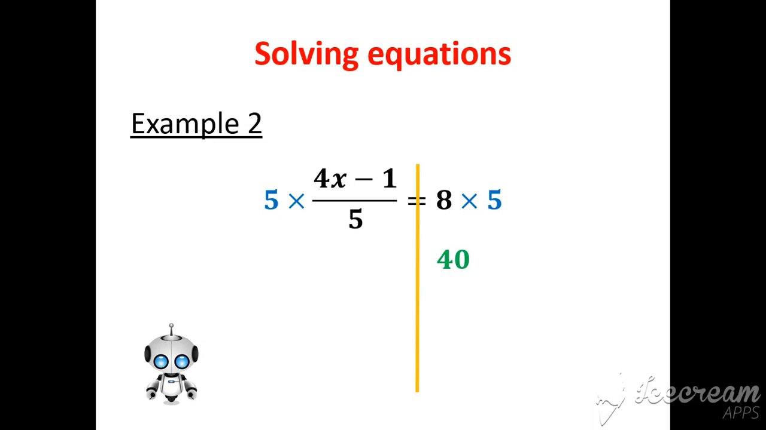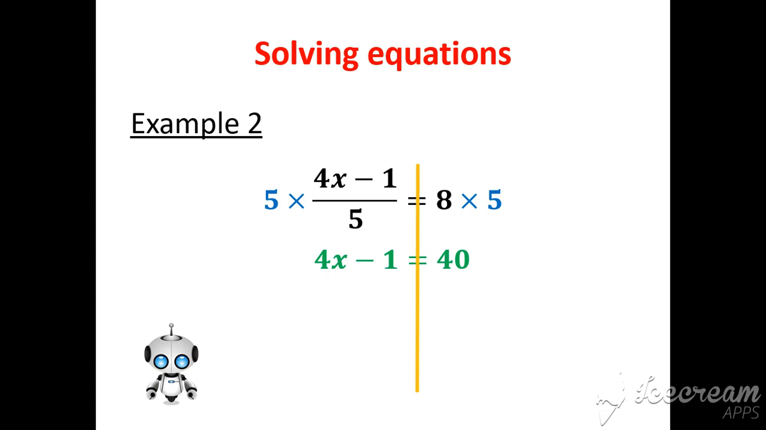Coming back to the left-hand side, see the times 5 and the divide 5? They cancel. 5 divided by 5 cancels to 1 whole. So that leaves us with the 4x minus 1. So we've got 4x minus 1 equal to 40. Right, there's our first step done.